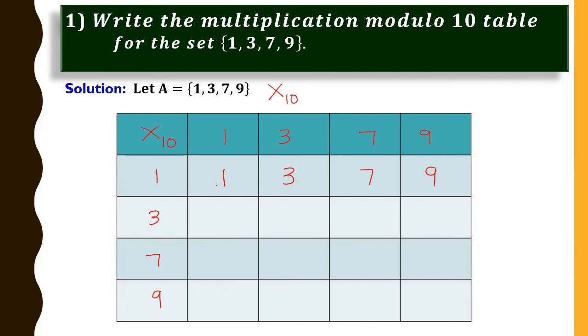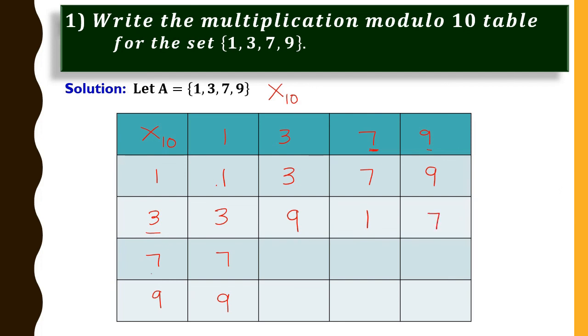Similarly, 3 into 1, 3. 7 into 1, 7. 9 into 1, 9. Okay, now we shall fill up this. 3 into 3, 9, which is less than 10. Okay, I write 9 as it is. 3 into 7 is 21. If you divide 21 by 10, the remainder is 1. Similarly, 3 into 9 is 27. If you divide 27 by 10, the remainder is 7.